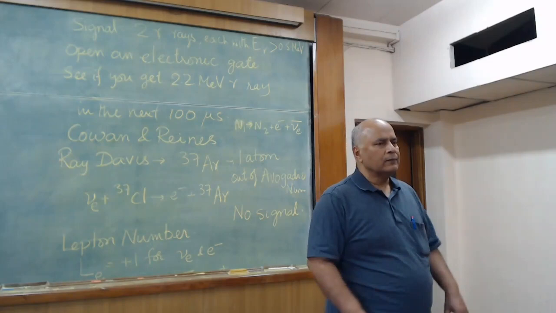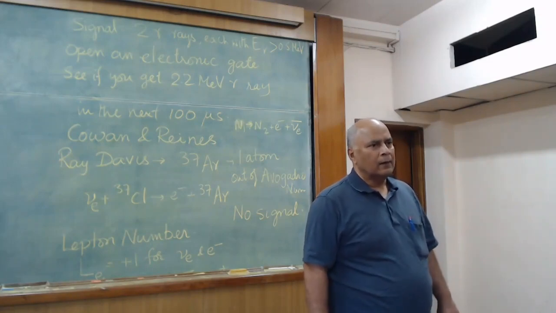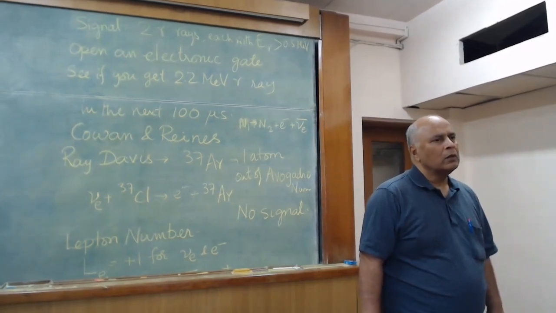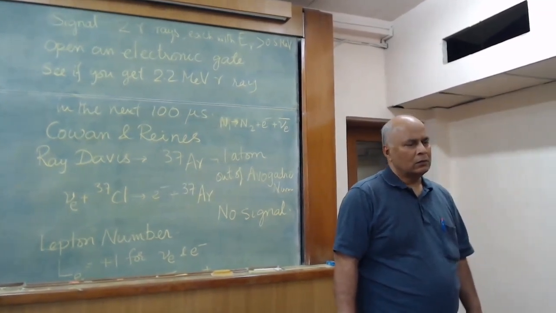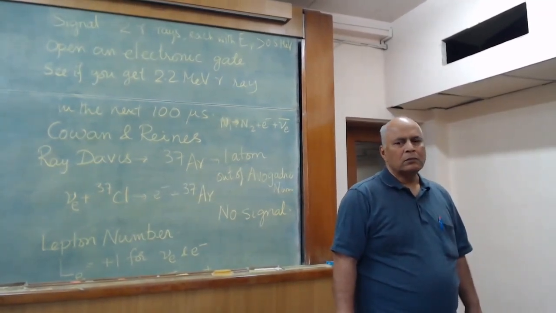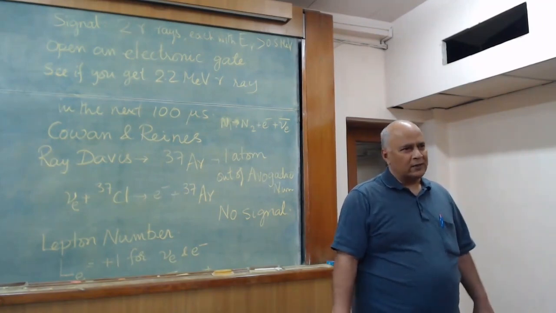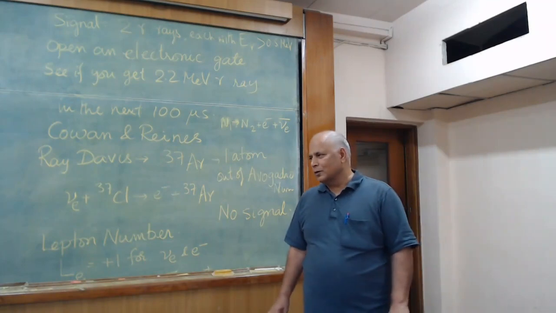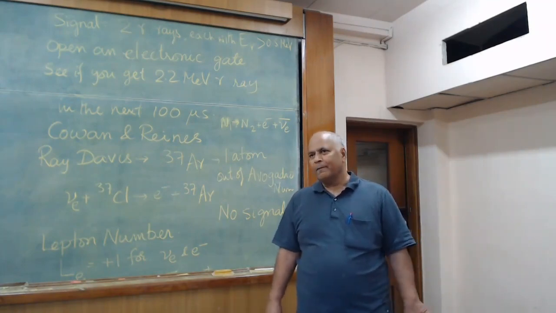Okay. Yeah. For neutrinos and antineutrinos, lepton number is different. So why are people still concerned if neutrino is its own antiparticle? Because the possibility exists. But lepton number is different. No. So that is the thing.